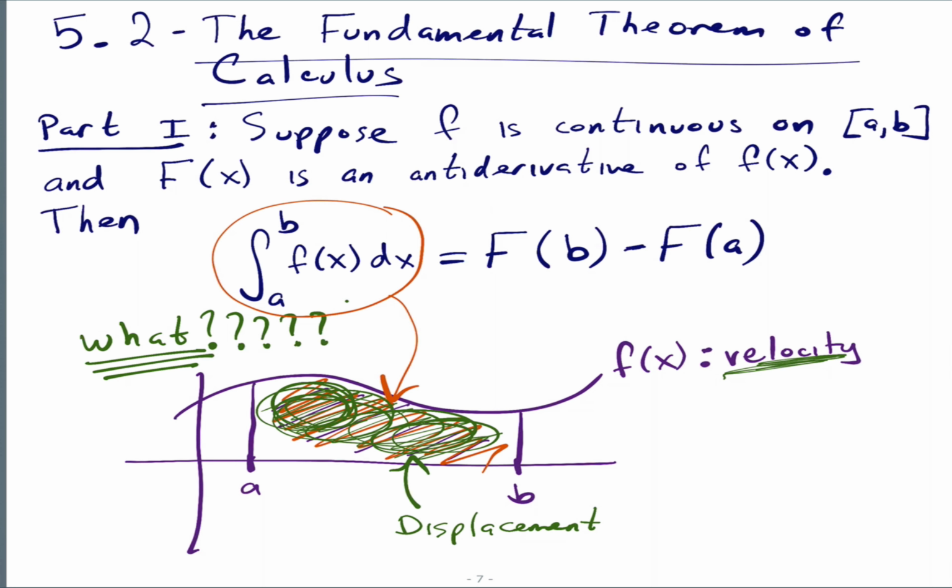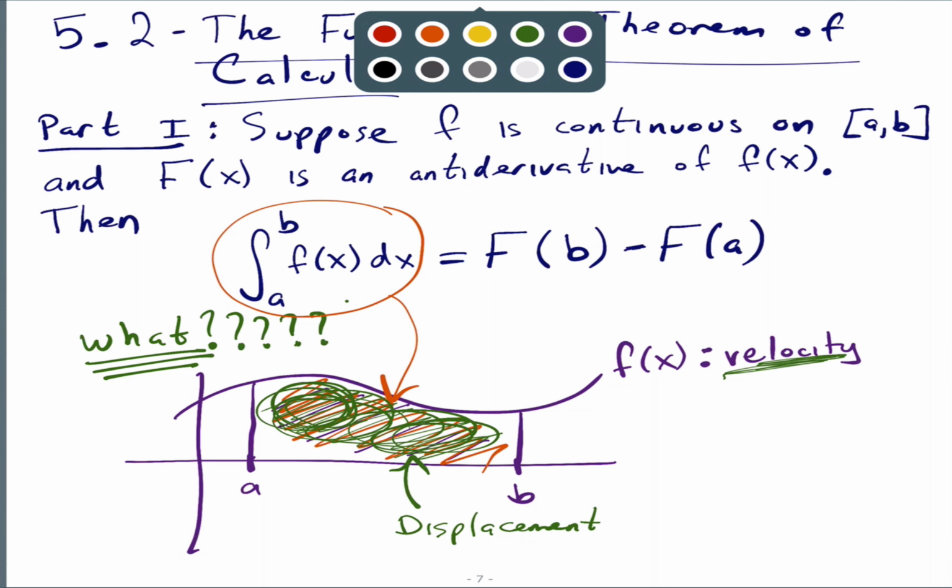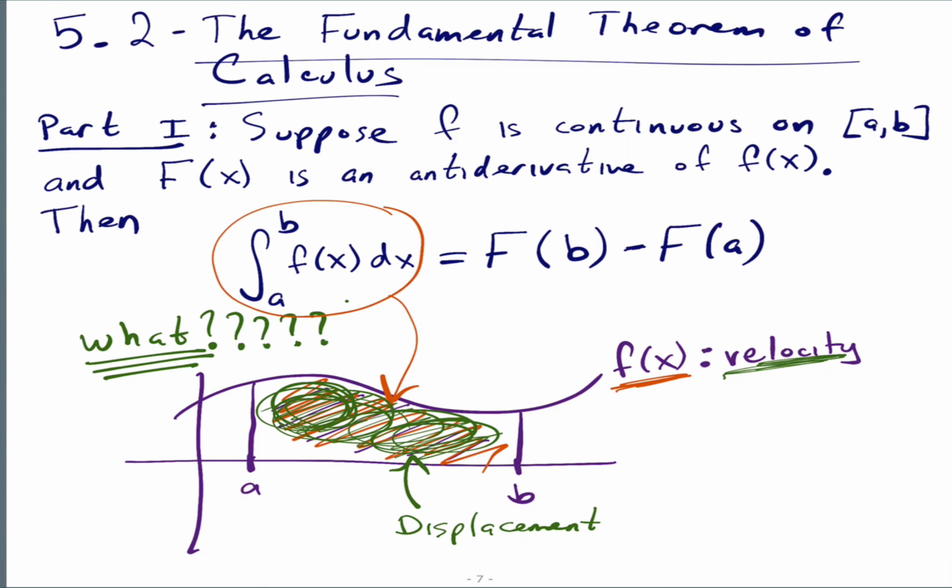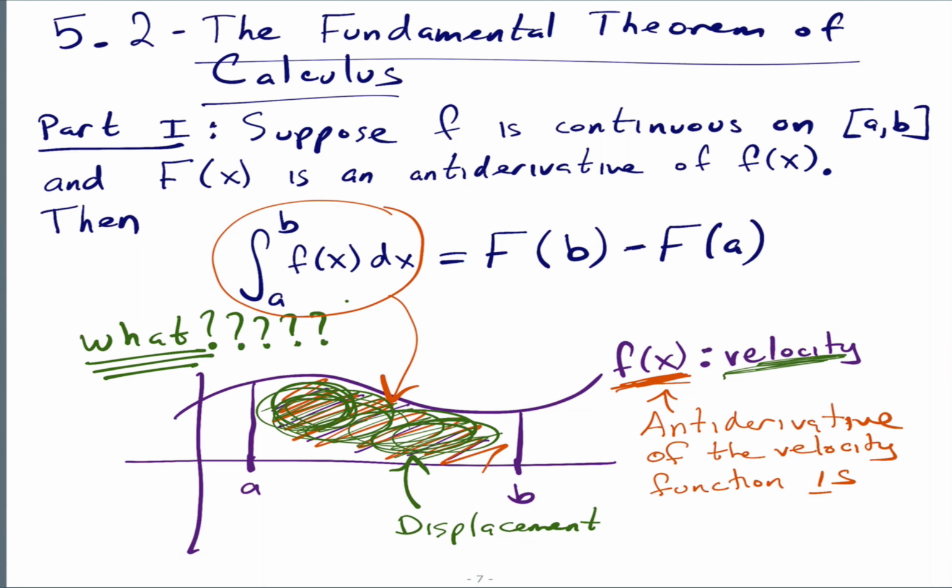Okay, so we have that down. Now, let's go back to this function. The antiderivative of the velocity function, okay, so this is key. The antiderivative of the velocity function is what? It is position, right? It is the position function. You guys agree with that? We did that when we talked about antiderivatives.